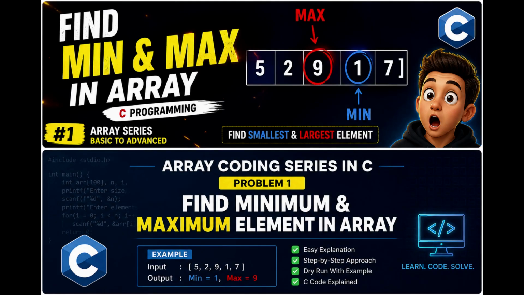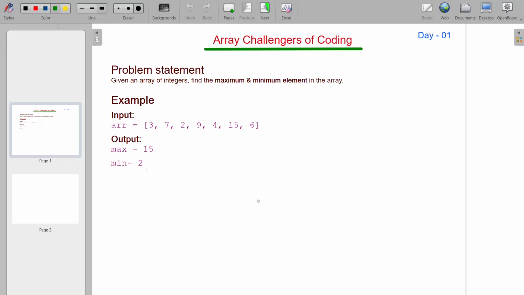So today we are going to start array challenges of coding. Today is day one, and the given problem statement is: given an array of integers, find the maximum and minimum element in that array. An integer array has been given as input. After that, they are asking to find the max element and the min element in this array.